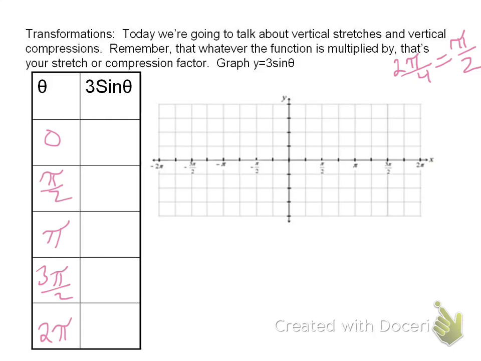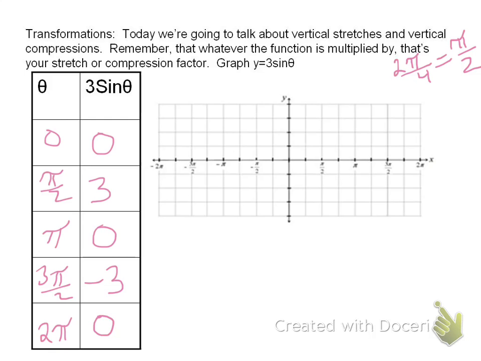All right, so now let's see what happens when we plug those thetas in for sine. So what is the sine of 0? 0 multiplied by 3, still 0. What's the sine of pi over 2? 1. What's 1 times 3? 3. The sine of pi is 0, so 3 times the sine of pi is 0. The sine of 3 pi over 2 is negative 1, so 3 times the sine of 3 pi over 2 is negative 3. And then 2 pi again wraps us around to 0.